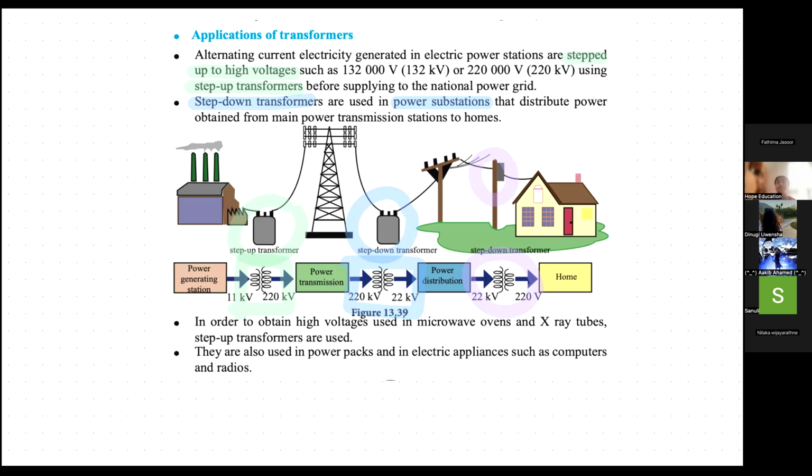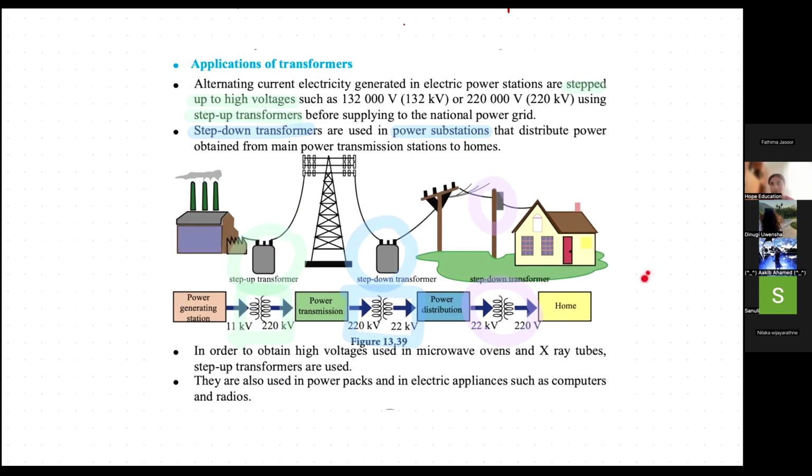In hospitals and such, X-ray tubes and X-ray machines are there. They also have step-up transformers. Then there are the power packs, which have step-up or step-down transformers. That means there are certain electric appliances that are quite sensitive and they need particular voltages. The voltage coming from the domestic circuit can be lower or higher. Therefore, first it's sent to a power pack. In the power pack it either steps up or steps down. Then that voltage will be sent to the electric appliance. Okay? So these are the applications of a transformer, not a transistor, it's a transformer.